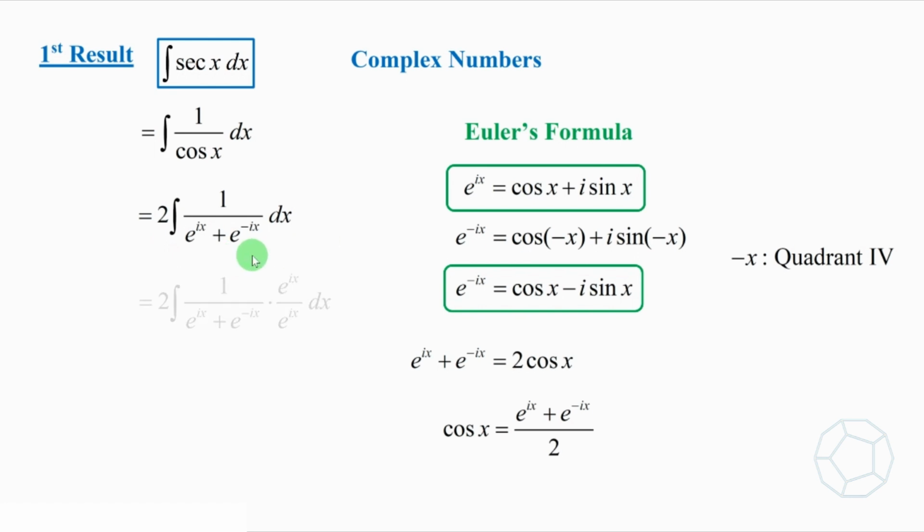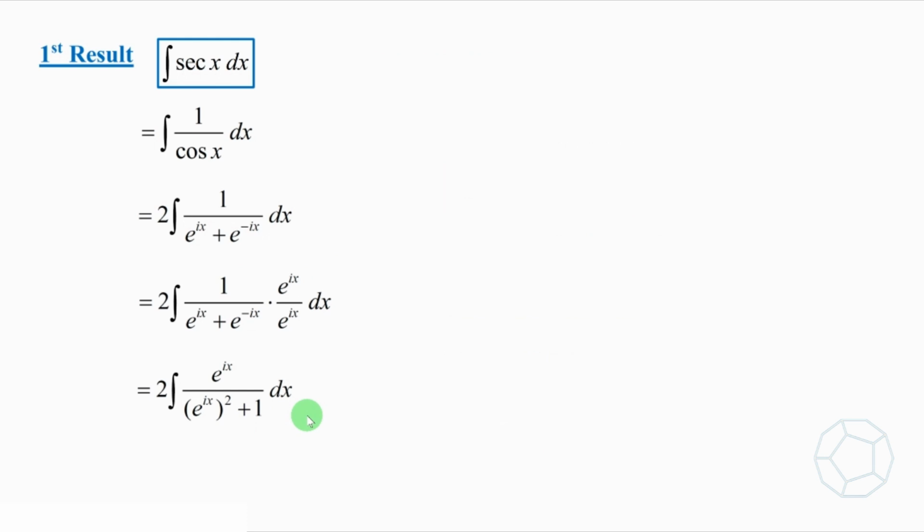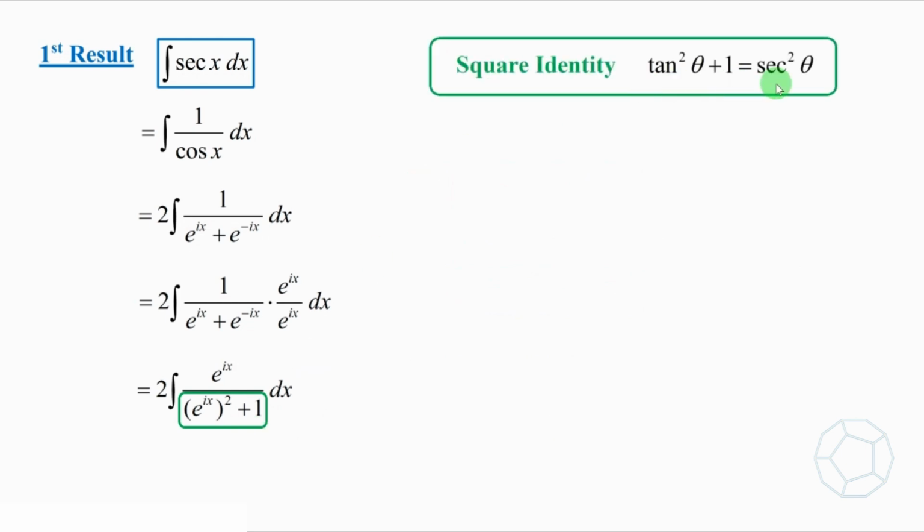To simplify the integrand, multiply both the numerator and the denominator by e to the power of ix. Then it becomes 2 times integrate e to the power of ix over e to the power of ix whole square plus 1 dx. What technique should we use to integrate? Let's look at the denominator. It's a square term plus 1. We can use the square identity tangent square theta plus 1 is equal to secant square theta.